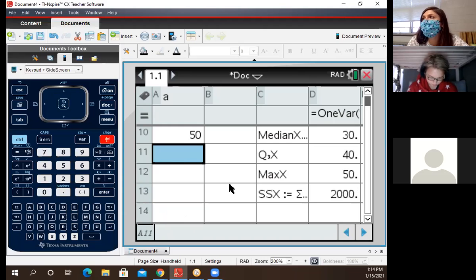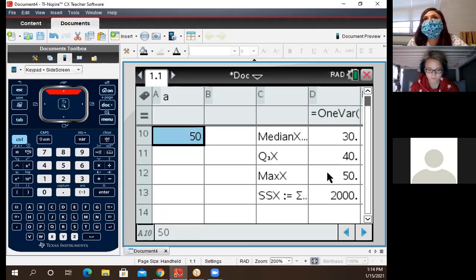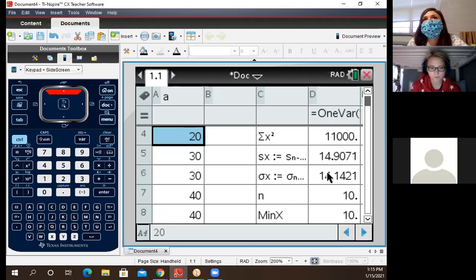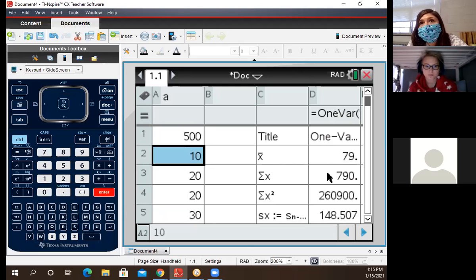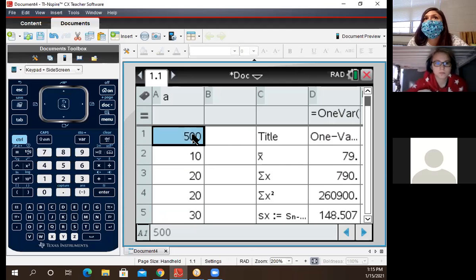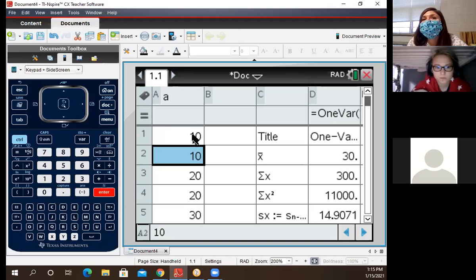So here's why I like replacing that old list. Notice that all these values changed as I typed this new information. Everything has changed. It's updated with my new information. So if I took that first 10 and changed it to 500, all these numbers changed again because it updated with my data. So let's put it back to what it's supposed to be. This is nice because then I don't have to go through all those menus again. So it's an option. You don't have to do this. I like to because this updates automatically.